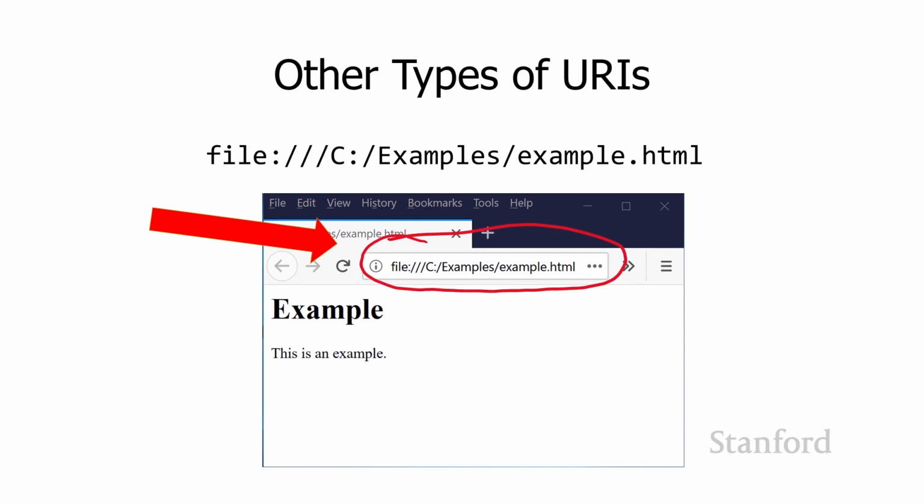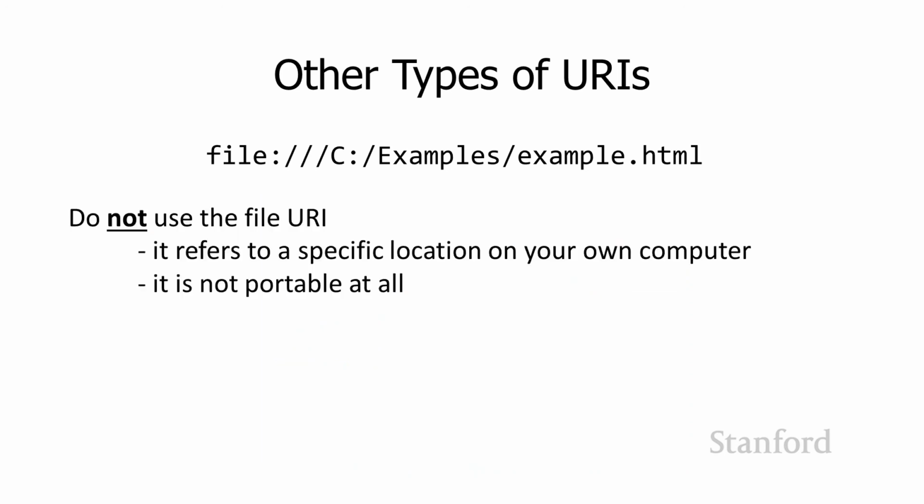So file:// and then C:, that's Windows for the main hard disk. This works when it's on your computer, but don't use it. It's specific to a specific location on your computer. It's completely not portable. So we talked about how relative links are portable. This is completely not portable.